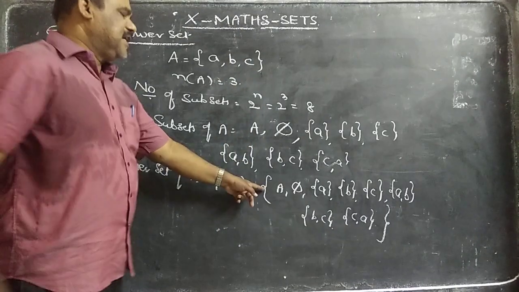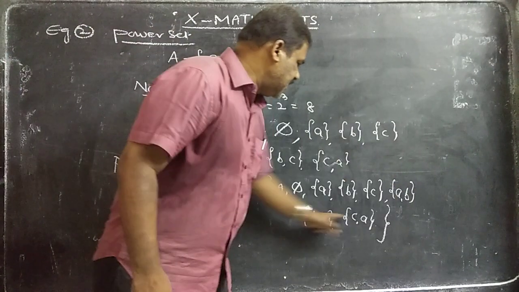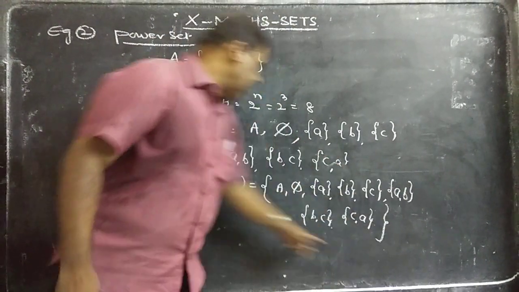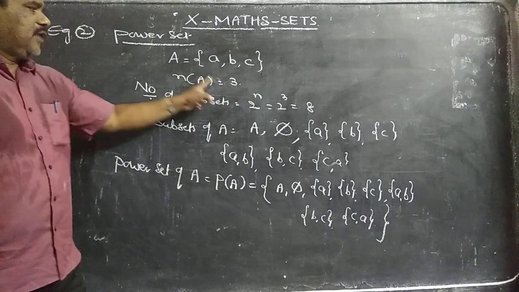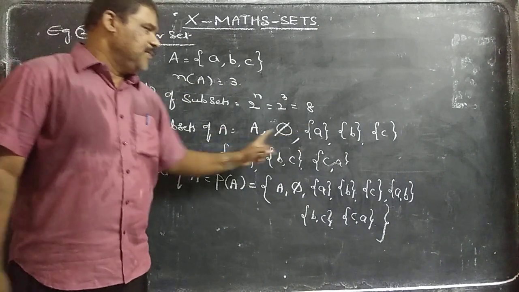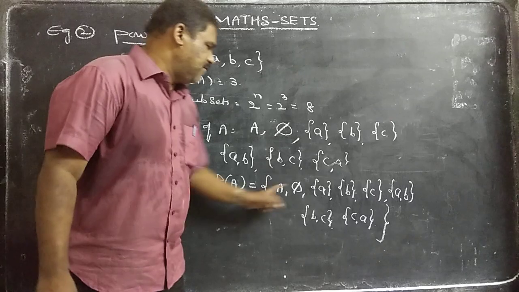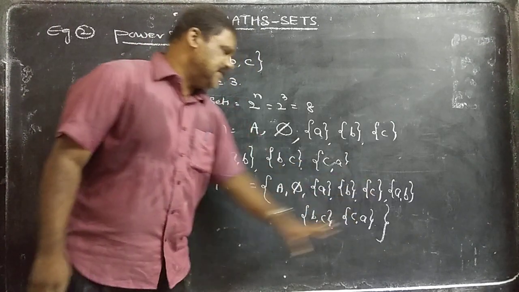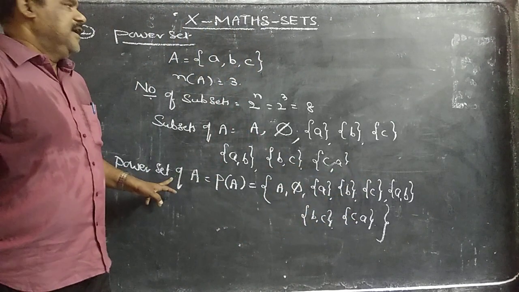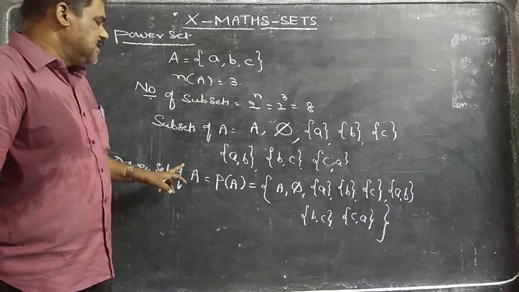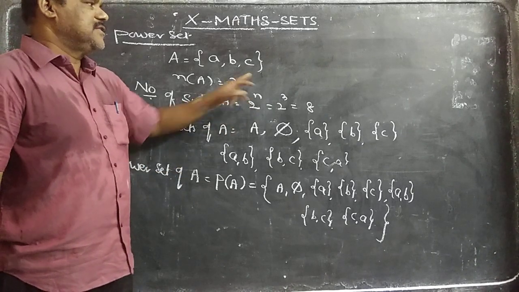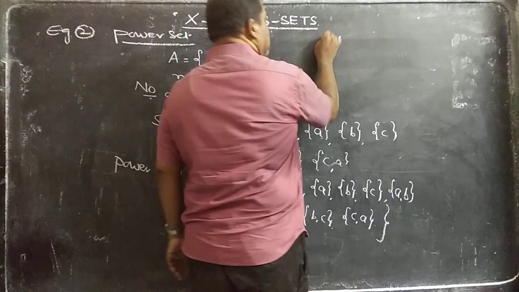So the set which contains all the subsets of the given set, this set is called power set. So first you have to write subsets of the given set. If you write all these subsets in flower bracket like this, that set is called power set. If a set contains n elements, power set contains how many elements? 2 to the power n elements.